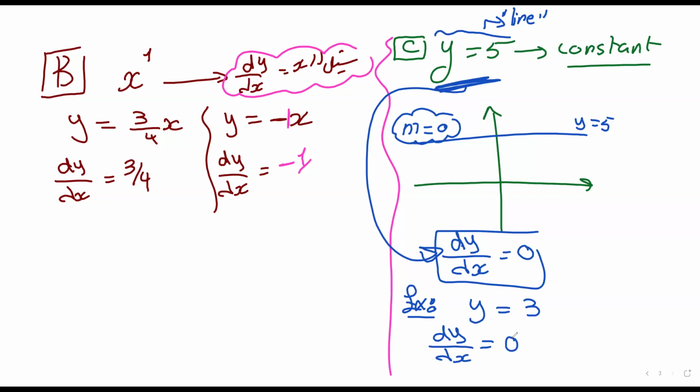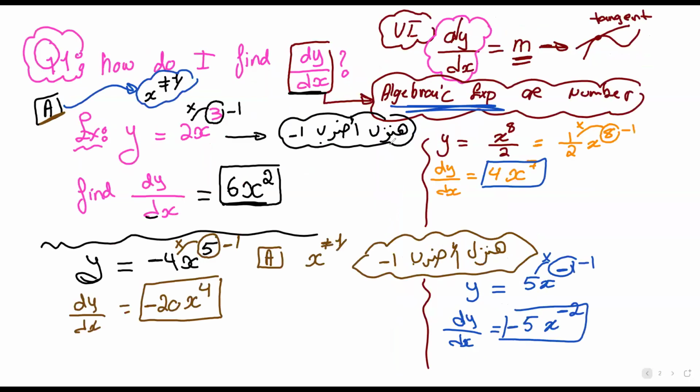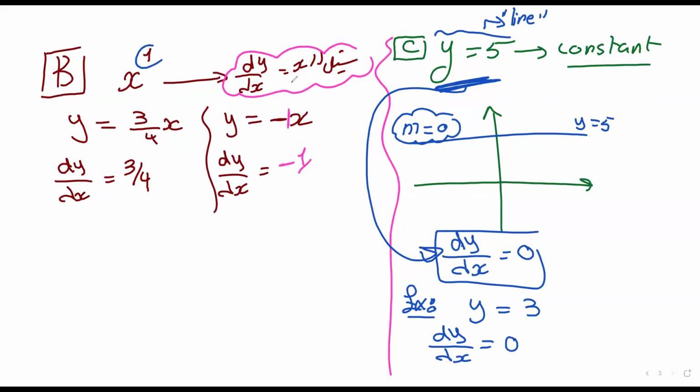So case A, we bring the power down to multiply and subtract 1, when the power is not 1. Case B, if your power is 1, your differentiation is just the coefficient, removing the x. Case C, for constant values, your differentiation is 0. Now, what we're going to do is combine all three together.